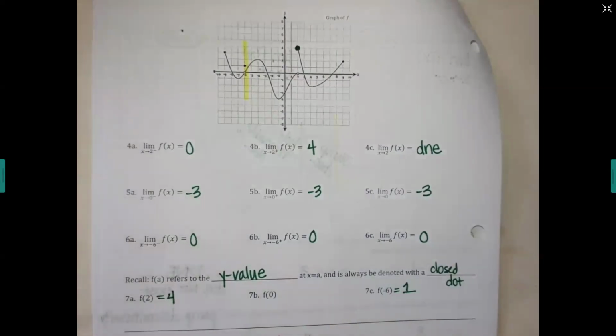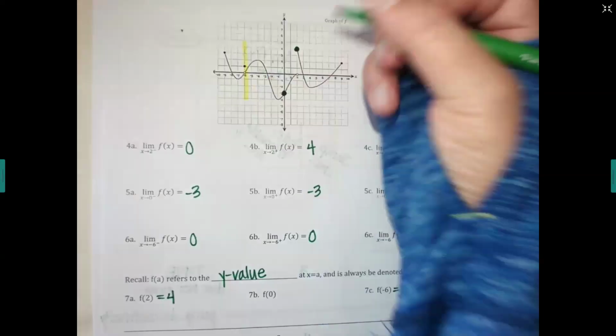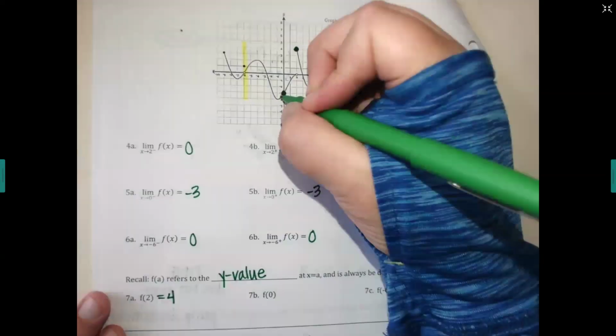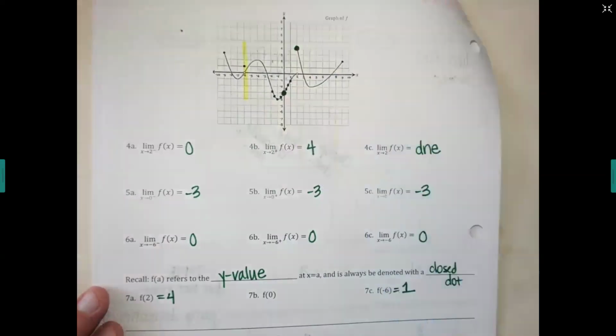Now, the next one asks you for 0. Okay, 0 passes through the graph at -3. But I want you to remember that your line or curve is really just a bunch of closed dots in a row. So these are all closed dots, going each direction. So they don't actually have to draw you a closed dot. If you're on a line or a curve, that counts. So at 0, what's my y value? -3.